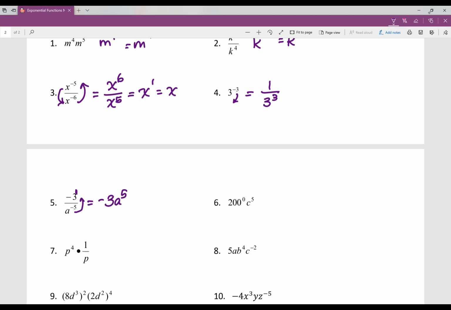Now over here, remember I said anything to the 0 power is 1. Well, this is the only thing that has a 0 power. So this becomes 1. So this is 1 times c to the 5 or just c to the 5.